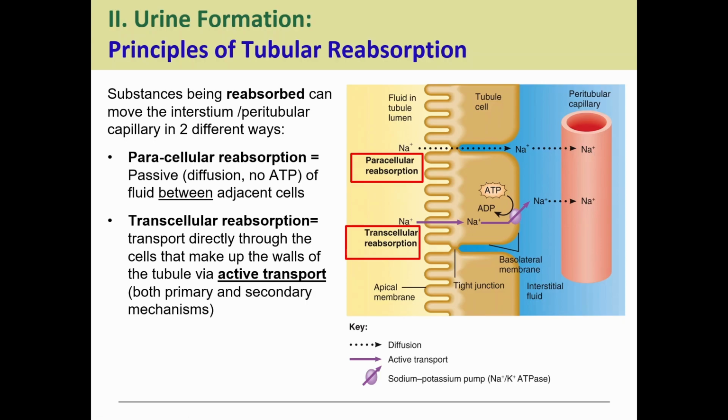Or transcellular reabsorption, where the cells forming the walls of the tubule will actually take that substance in and then, using ATP, transport it through the cell to the other side and out. So here we see our sodium doing the same thing, where we've pulled it into this cell that forms part of the wall of the nephron, and then we use ATP to pump it back out so that it can enter into something like a capillary. Since it's active transport, we do require the use of ATP.